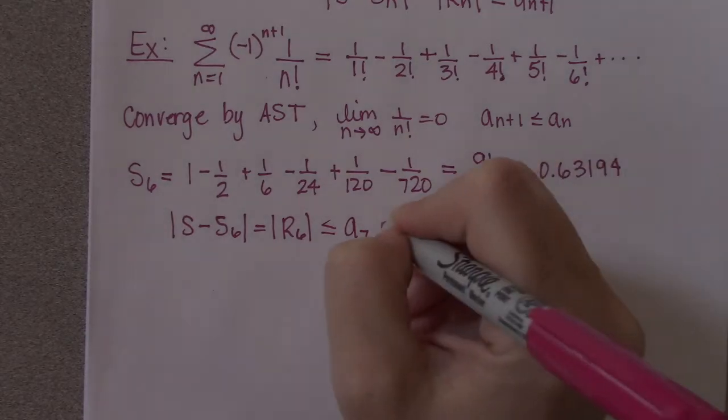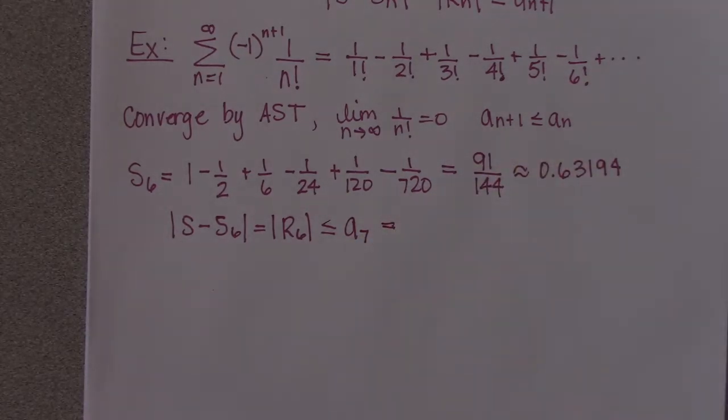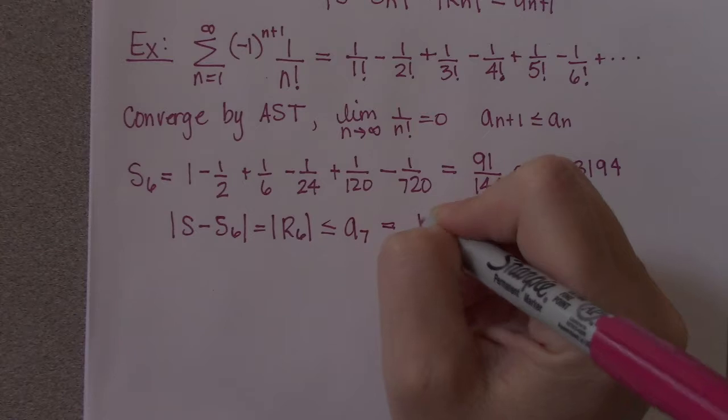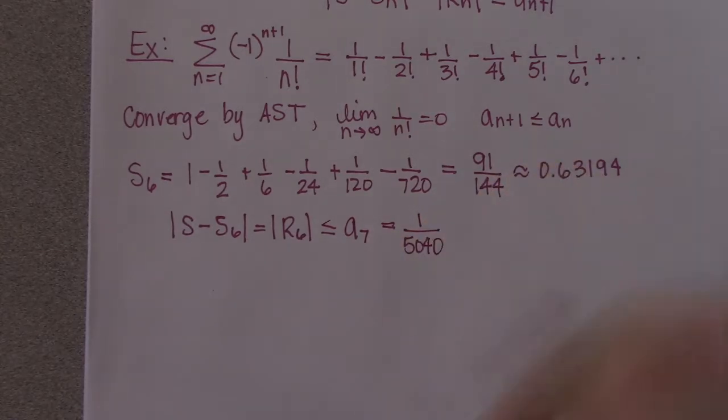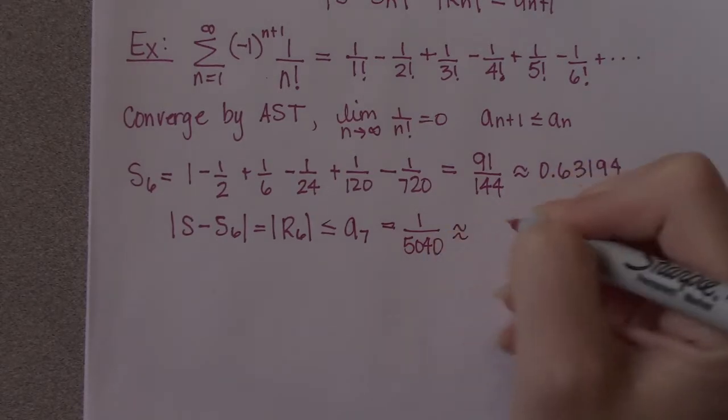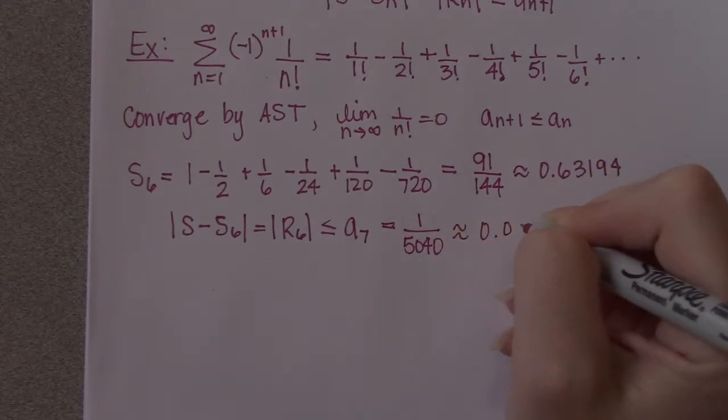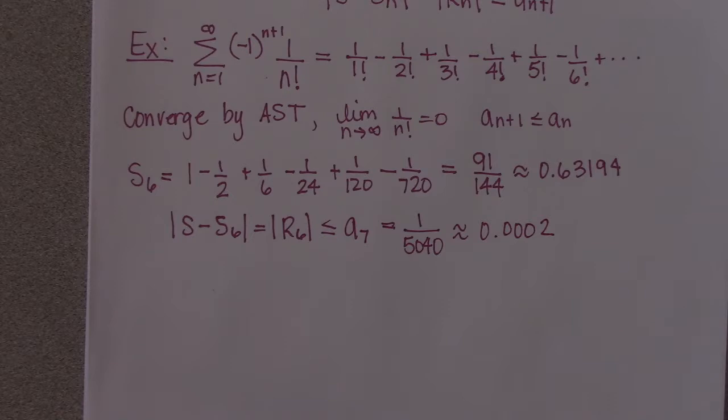So term A7 would be 1 over 7 factorial, and 1 over 7 factorial is 1 over 5,040, which works out to be roughly 0.0002. So what that's saying is terms 7 through infinity add up to about 0.0002.